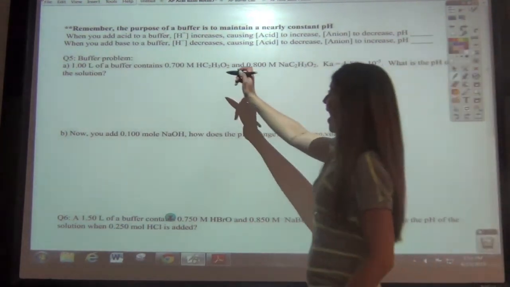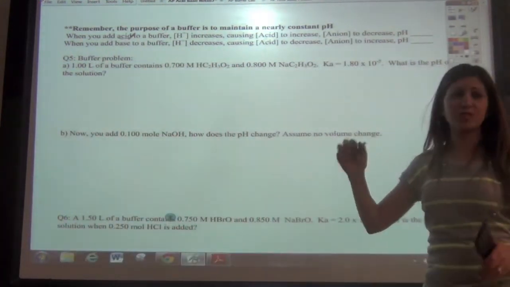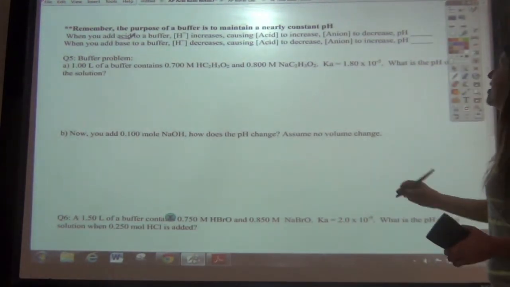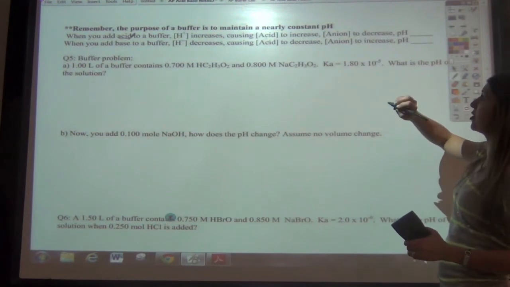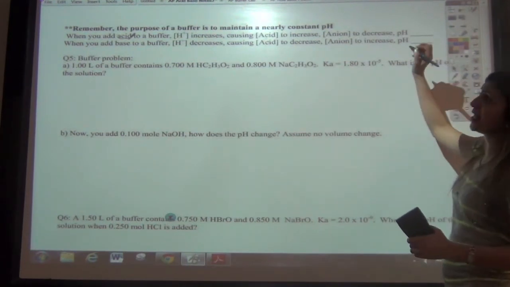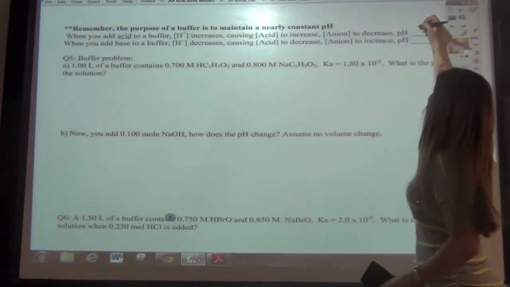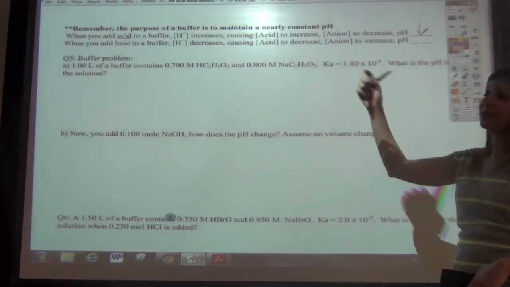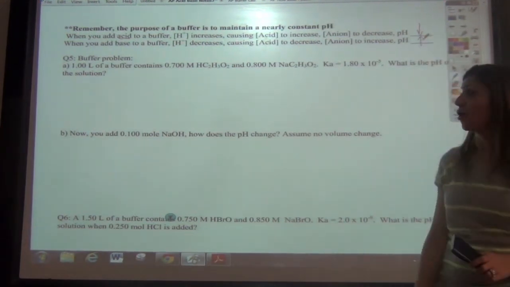So it says when you add acid to a buffer, your H plus concentration increases. We know that acids give off H plus. And so it causes your acid concentration to go up and your anion concentration decreases. So what happens to your pH? When you add acid, your pH will always go, what? Down. So it decreases. And the opposite, when you add base to a buffer, your pH is going to increase. It's going to go up.